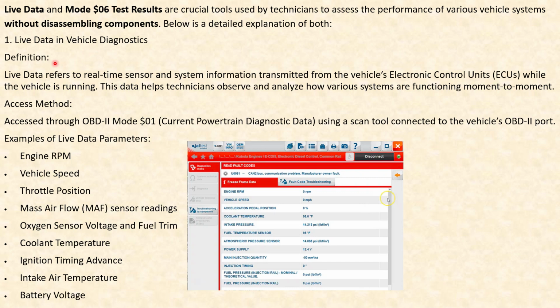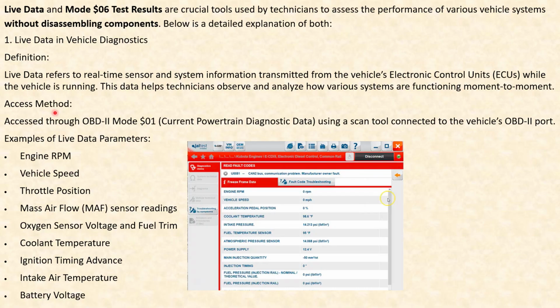Now, what is the definition of live data? Live data refers to the real-time sensor and system information transmitted from the vehicle's electronic control units while the vehicle is running, as and when the vehicle is running. This data helps technicians observe and analyze how various systems are functioning moment to moment.